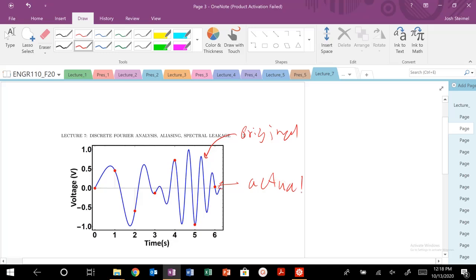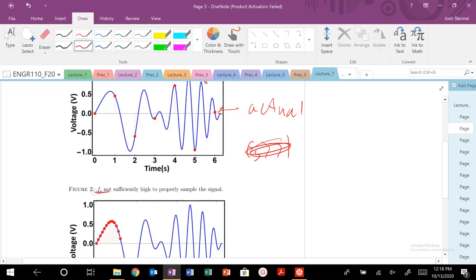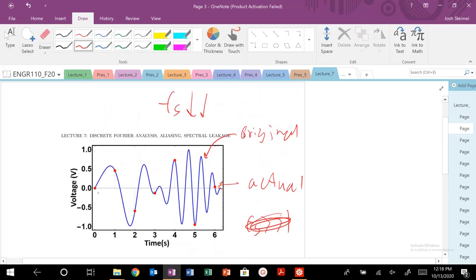Red is what I'm actually pulling out. That's what I'm reading from the DAC. What's the issue with my sampling? Well, my sampling period is way too large. Again, inverse time, so my sampling frequency is way too small. My sampling frequency is not high enough to properly sample my signal. Additionally, it doesn't even matter what my n number of points is.